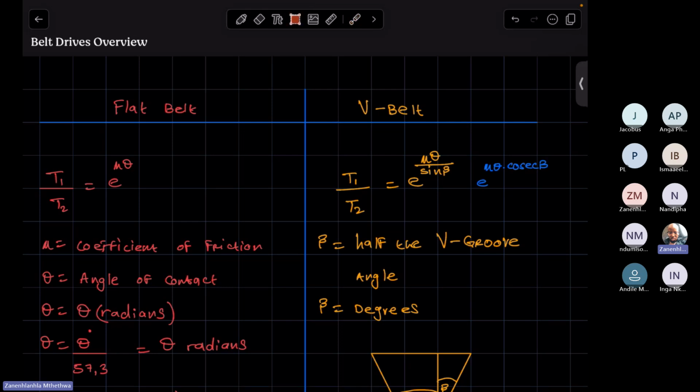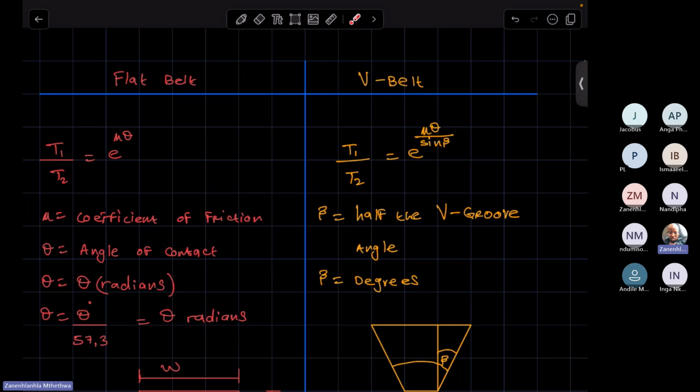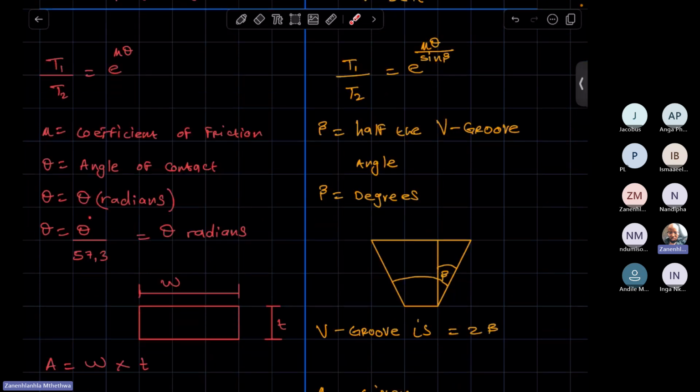We can't use this in our calculators. That's why I express this side of the equation as e to the exponent mu theta divided by sine beta. Mu and theta remain the same. Mu is still the coefficient of friction. Theta is still the angle of wrap or angle of contact, which must be in radians. The only new quantity here is this beta. Now this beta stands for half the V groove angle. Now this is the cross-sectional area of a V belt.